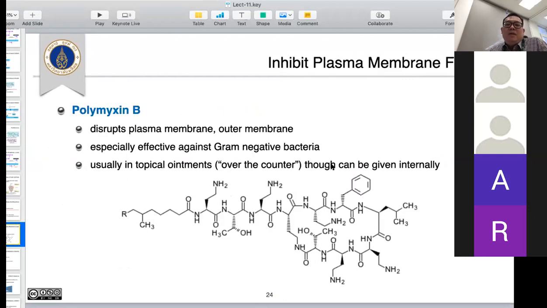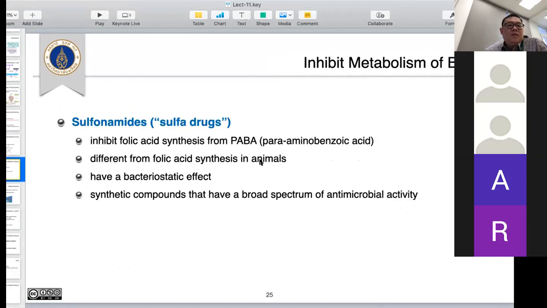Polymyxin B inhibits membrane function, okay? Well, the medicines that inhibit membrane function are not so many, okay? Sulfonamide inhibits metabolism. Okay, that's the idea.